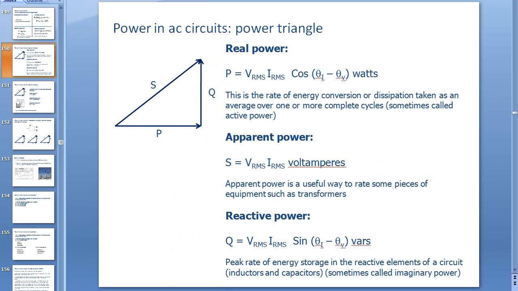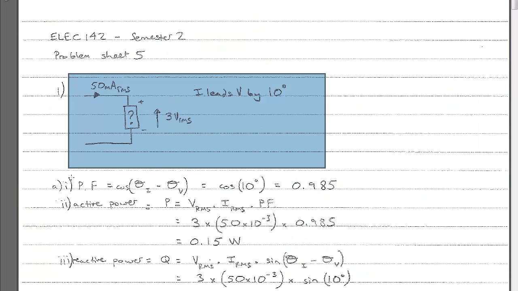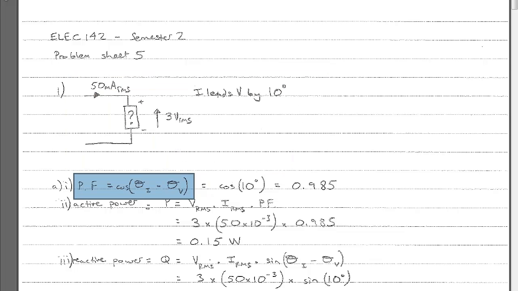So let's go back, and we're going to find, first up, the power factor. Well, the power factor is the cosine of theta I minus theta V. We're told that I leads V by 10 degrees, so this is going to be 10 minus 0. That's fine. So we need to find the cosine of 10, and if you put that in your calculator, make sure your calculator is in degrees. The power factor should always be a value between 0 and 1. If it's not between 0 and 1, you've done something wrong. Please check your calculator mode, because that's the most common problem that people have.